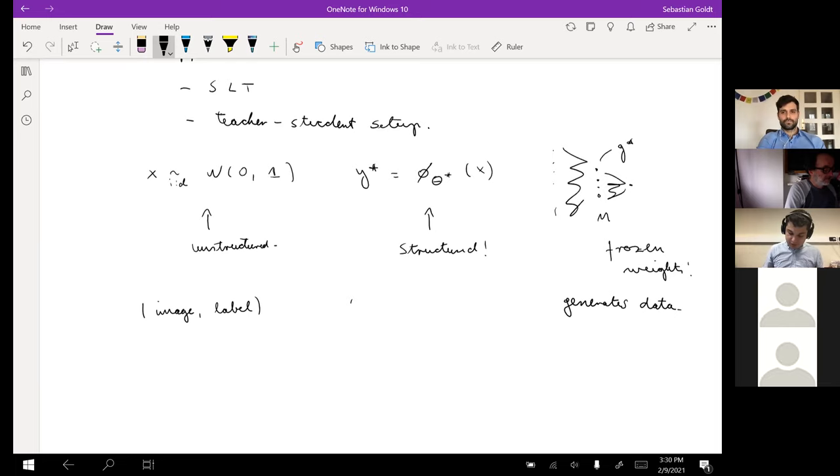Think about it this way. In a normal machine learning task, you have images and labels, okay? And here you have Gaussian vectors with noise, which have a label, which is the output of the teacher. And what you have in both cases is the student, the two-layer network that you're training to learn either this task or this task. Okay?